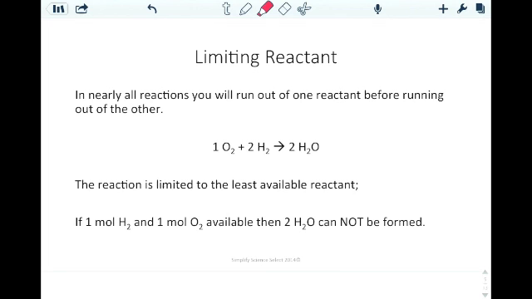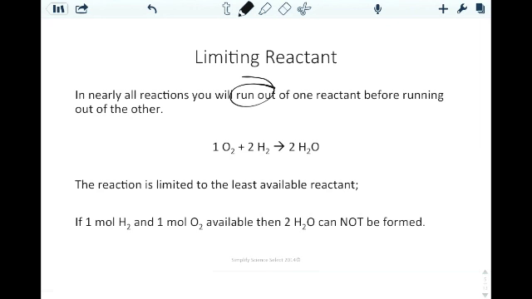So what a limiting reactant really is: in nearly all reactions you run out of one reactant before running out of the other. You should circle that. What you run out of, what you use completely, is your limiting reactant. Your excess reactant is what you have left over. It's what you have in excess. So you have too much of it, so you don't use all of it.